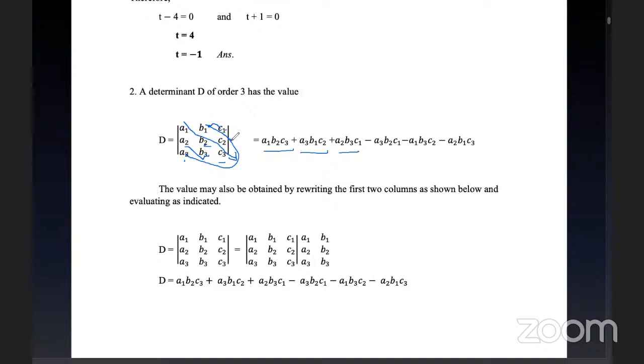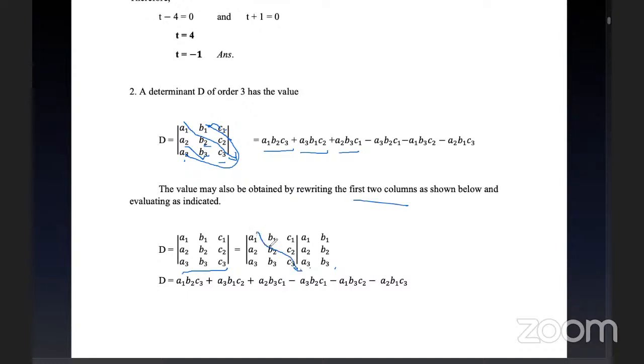Yan, para hindi kayo malito, pwede niyong gawin to. Idagdag natin yung first two columns. The value may also be obtained by rewriting the first two columns as shown below. Ito, so this is the given determinant natin or matrix. So yung first two columns, we copy this and then write it in here. So basically, ito yung first term natin.